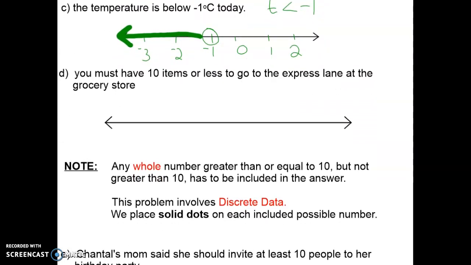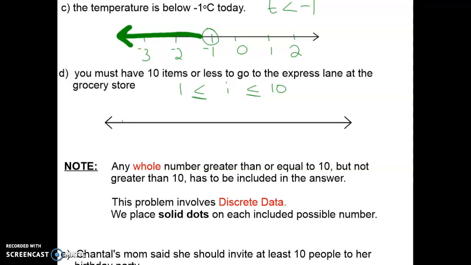So for D, you must have 10 items or less to go to the express lane at the grocery store. So your number of items we know has to be in between 10 and 1, because you're not going to go to the express lane if you have 0 items. And if you have 11 items, you're going to have to go to one of the regular checkouts. Now, if you have 10 items, you're okay to go to the express line, so we can say less than or equal to. And the same thing, if you have 1 item, you can go to the express lane. So 1 is less than or equal to I.